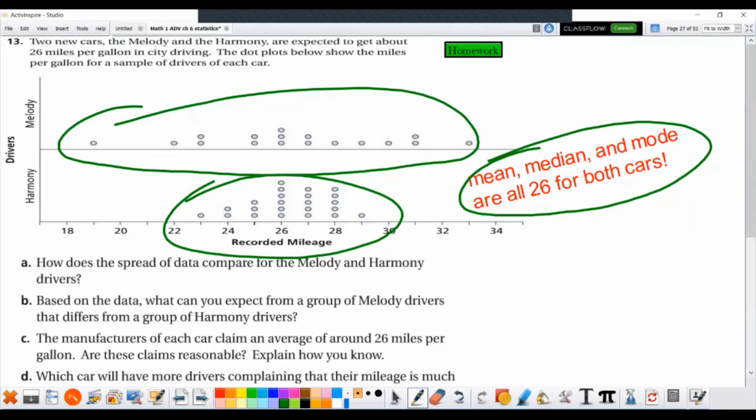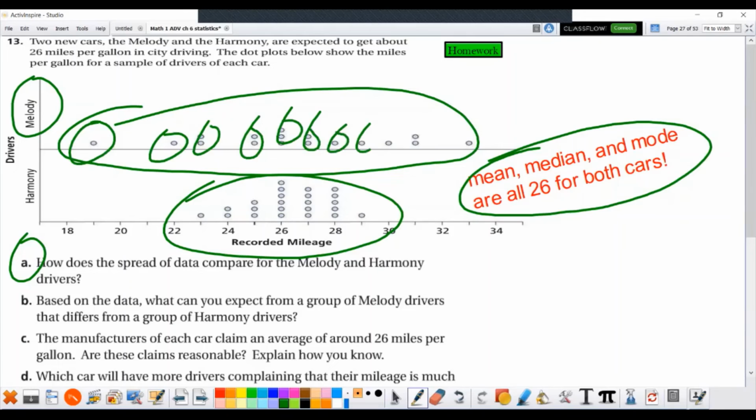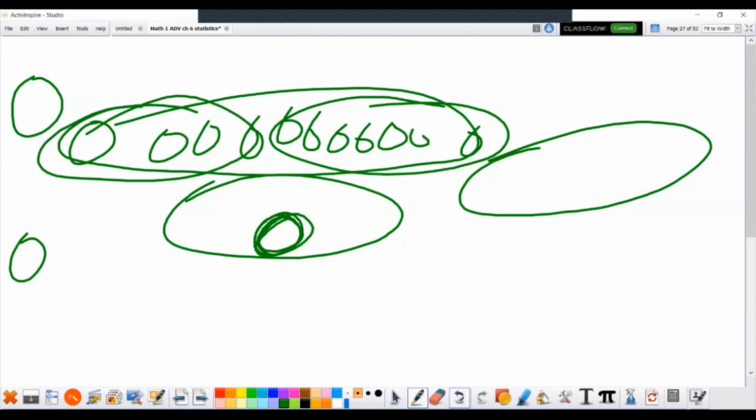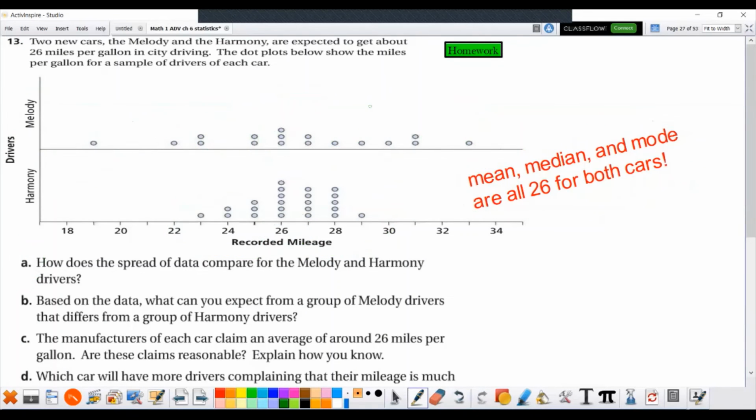Okay, so first question. How does the spread of data compare for the Melody and Harmony drivers? You might notice people that drive the Melody, their numbers are all over the place, aren't they? Even though we're supposed to get 26 miles per gallon, there's a lot of people way down here and a lot of people way up here. When I look at the other car, the Harmony, its average is 26 also, but notice everybody's really, really close to it.